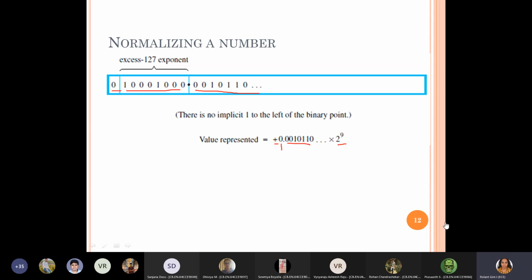So to normalize a number, what's the first step you are supposed to do? Jagan Sai. When I call, he is simply leaving. How is that possible? So how do we normalize the number first? Only then you can go for representing it.